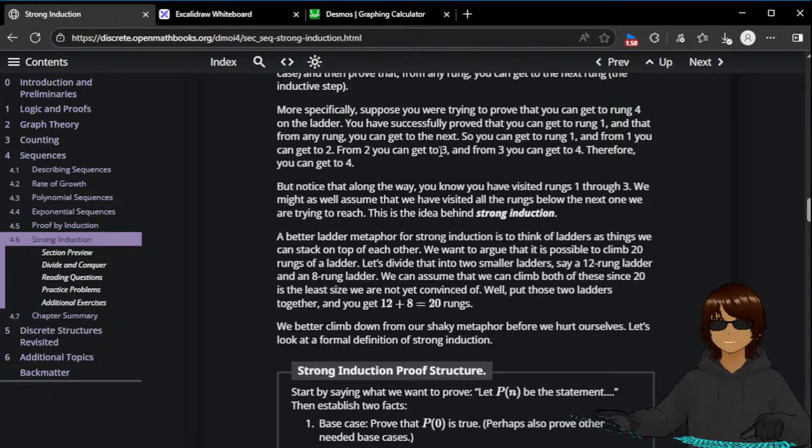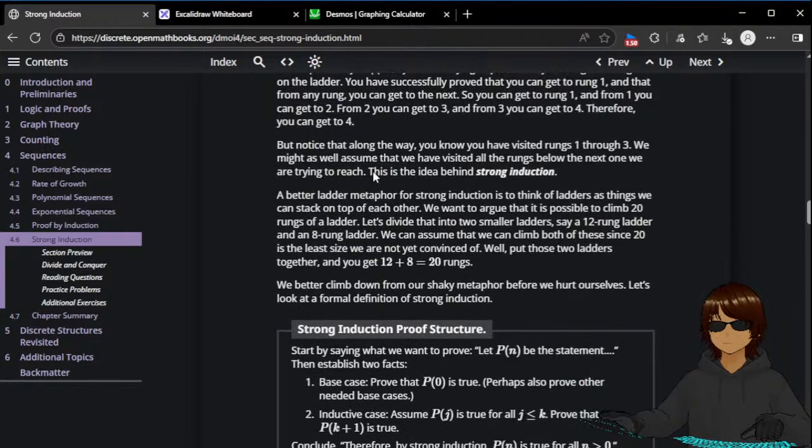More specifically, suppose you were trying to prove that you can get to rank 4 on the ladder. You have successfully proved that you can get to rank 1 and that from any rank you can go to the next. You can get to rank 1, and from rank 1 you can get to 2. From 2 you can get to 3. Therefore you can get to 4. But notice that along the way you know you have visited ranks 1 through 3. We might as well assume that we have visited all the ranks below the next one we are trying to reach. This is the idea behind strong induction.